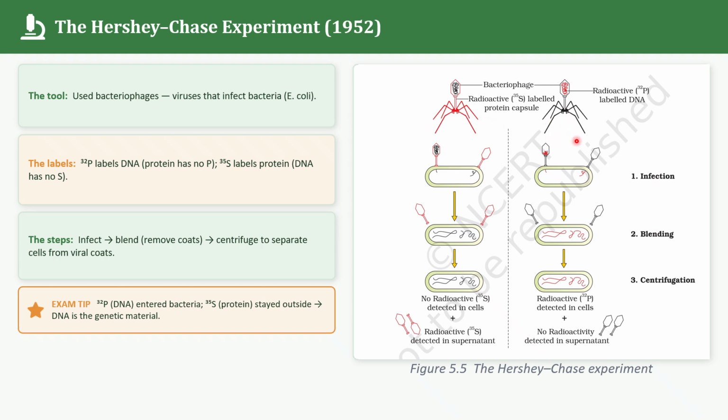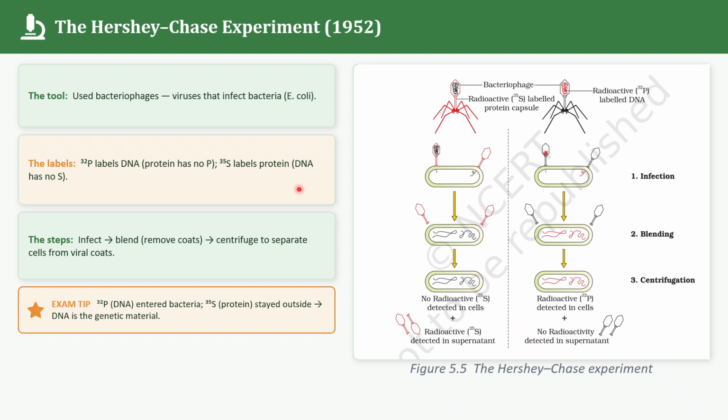So what is a bacteriophage? A bacteriophage is a virus that infects bacteria, and it consists of a protein coat and DNA inside. When it infects bacteria, only the hereditary material enters. The question was, does DNA enter or does protein enter? To find this out, they did an experiment with the help of radioactive labeling. Scientists used radioactive isotopes: phosphorus, P32, and sulfur, S35.